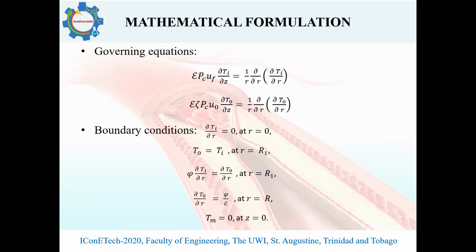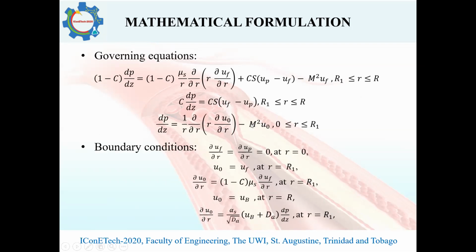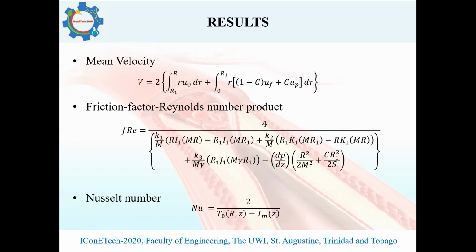Now, these equations presented here, after using the simplified assumptions of the system and non-dimensionalizing, introduced certain dimensionless parameters. For example, in the governing equations, we got this M, which is referred to as the Hartmann number, and square root Darcy, the Darcy number. Based on our results, we also obtained the mean velocity and the friction factor Reynolds number, and the Nusselt number. These were then calculated and examined.